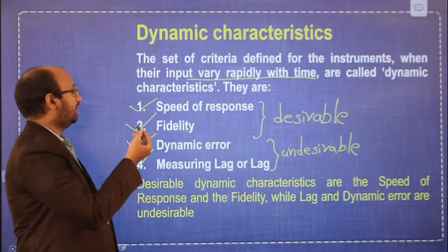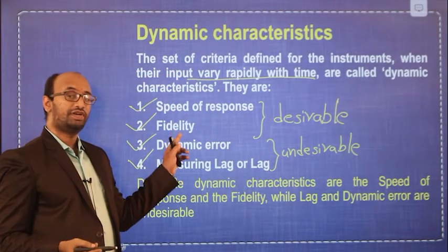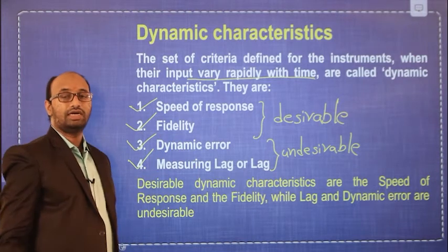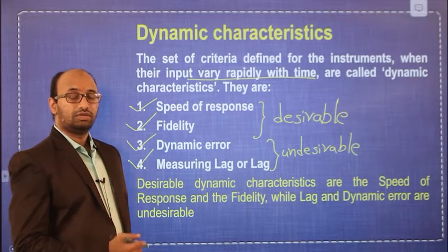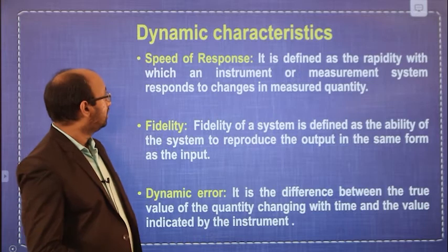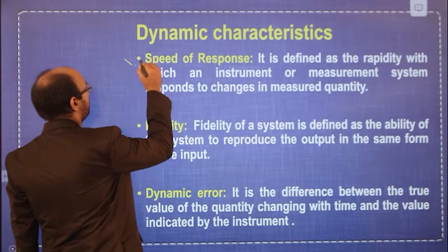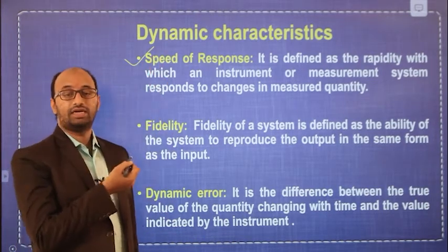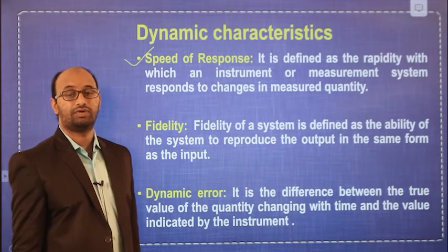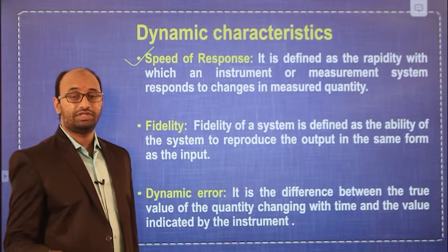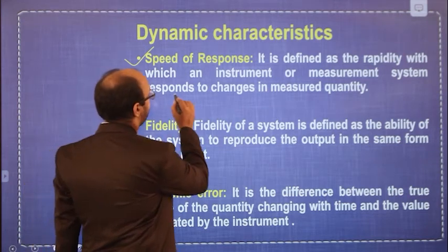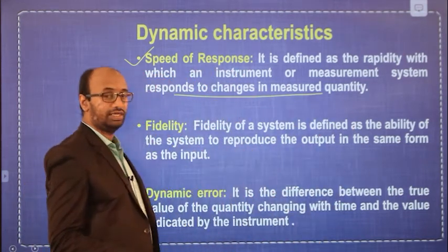So out of these 4 dynamic characteristics, speed of response and fidelity are desirable dynamic characteristics. Dynamic error and lag are undesirable dynamic characteristics. Let us look into the details of these 4 dynamic characteristics. The first one is speed of response. It is defined as the speed or rapidity with which an instrument responds to the changes in the input, that is, to the changes in the measured quantity.